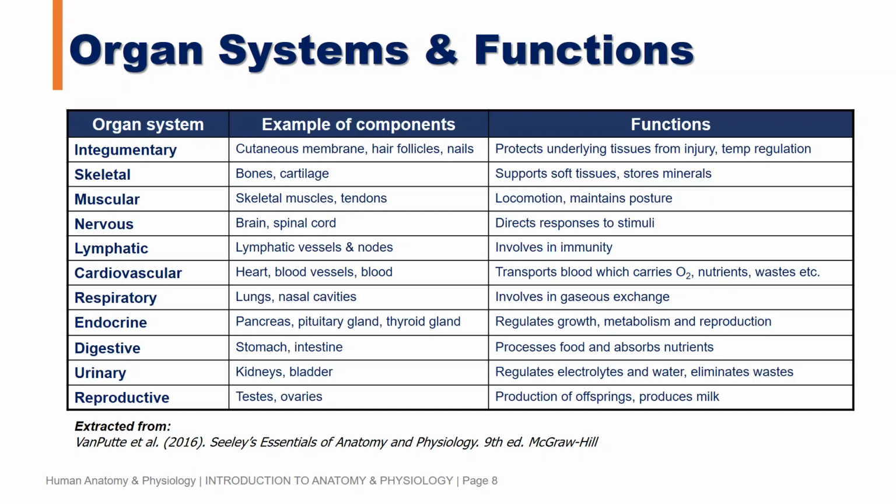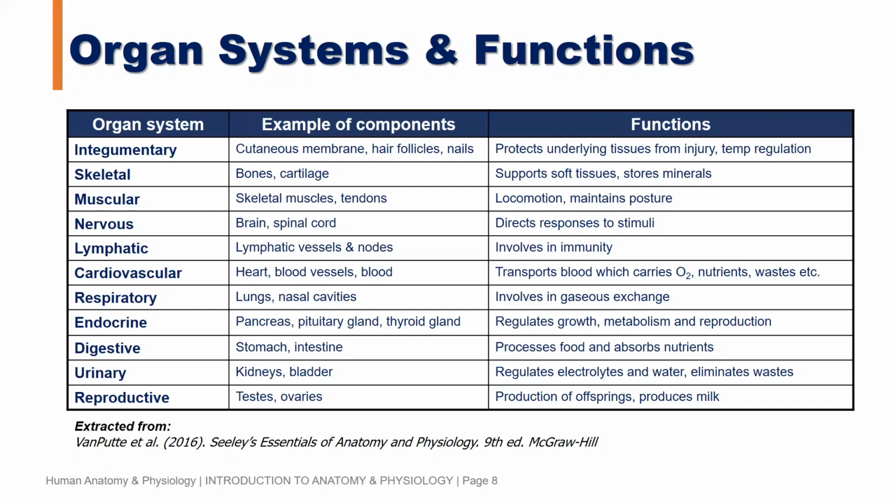And you have your respiratory system, composed of your lungs and nasal cavities. These are just examples of the components, and it is involved in gaseous exchange. And then you have your endocrine system. You have your pancreas, pituitary gland, and thyroid gland that help to regulate growth, metabolism, and reproduction. You have your digestive system. Components are your stomach and intestine, which help to process food and absorb nutrients.